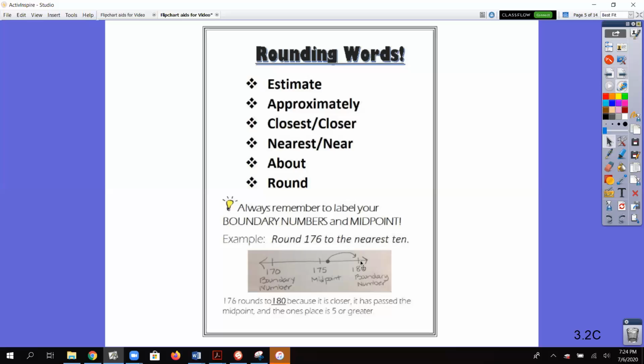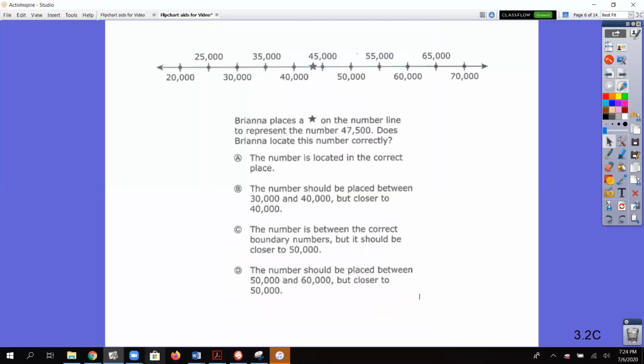And there's 3 reasons for that. Of course, it's closer, it's past the midpoint, and the ones place is a 5 or greater. Those are the reasons why you would round a number to that nearest boundary number. So 176 is past the midpoint, the ones place is 5 or greater, and it's closer. We're going to do this example in a few minutes. We're going to first start off with some simpler ones, just to get the hang of it.